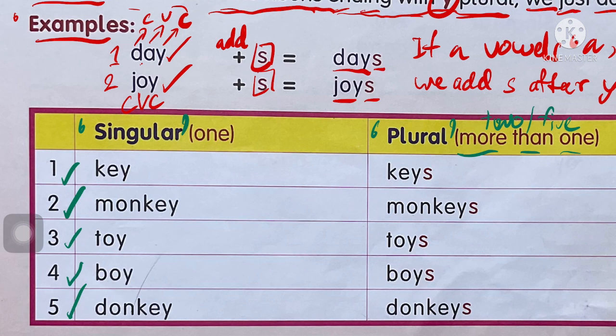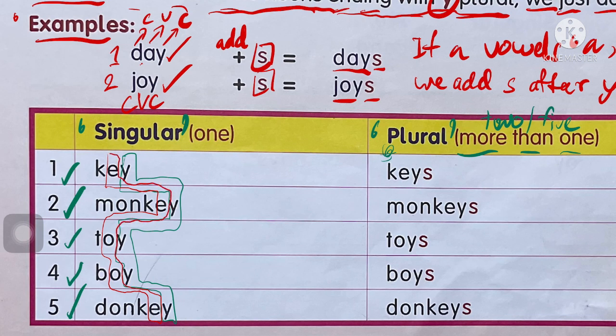Here it's about plural, and here it's about singular. Look at it, here is Y. Y is a consonant. Then we focus on the consonant. This is the consonant, E.